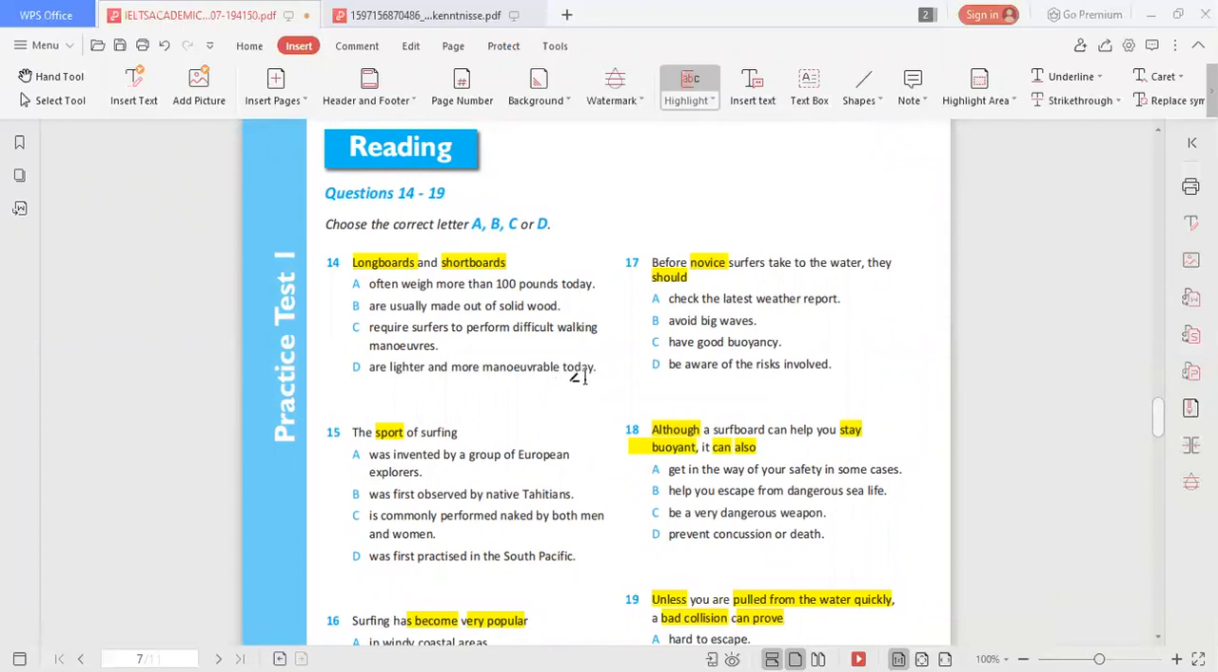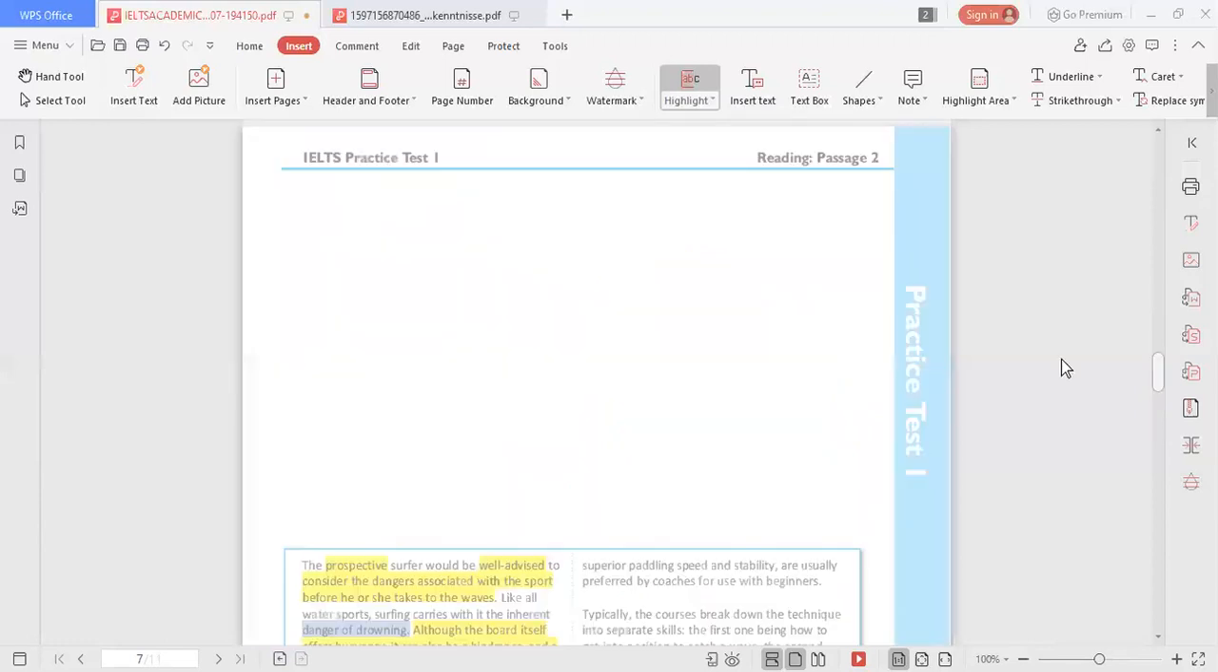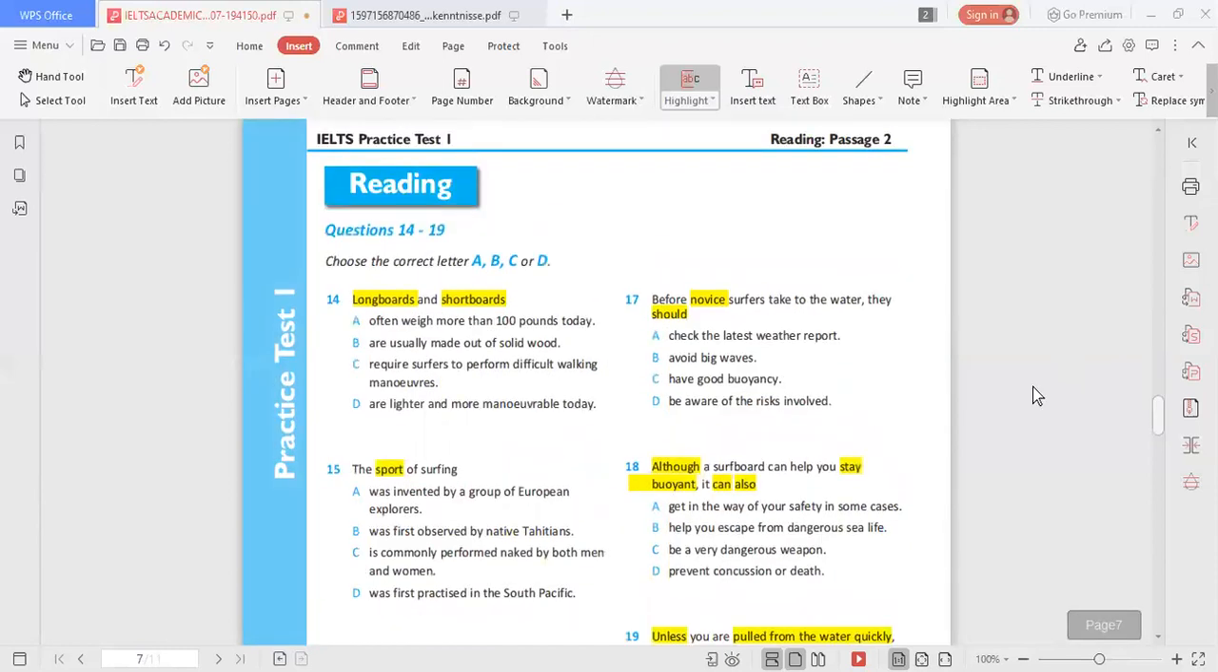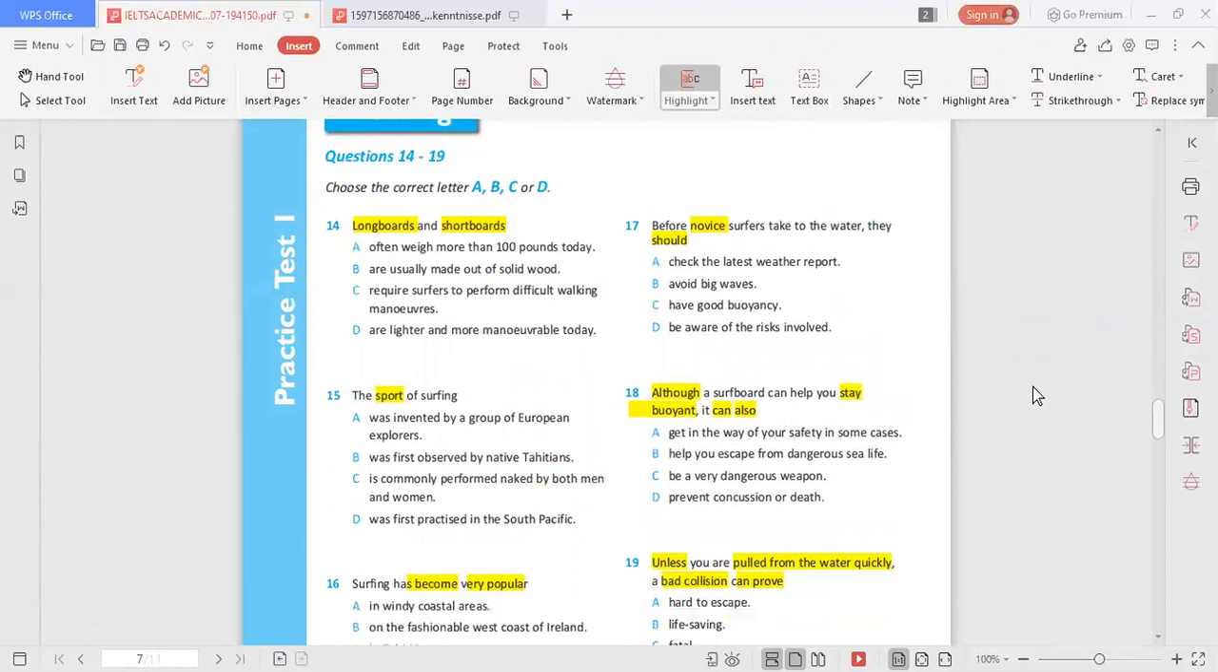If you're not sure, also use the strategy of elimination. Eliminate answers that are totally wrong. For example, A, they often weigh more than 100 pounds today. If you read carefully, it's not the long and short boards of today. They're the very first ones that were made. Okay, the original were of solid wood, so they weighed more than 100 pounds.